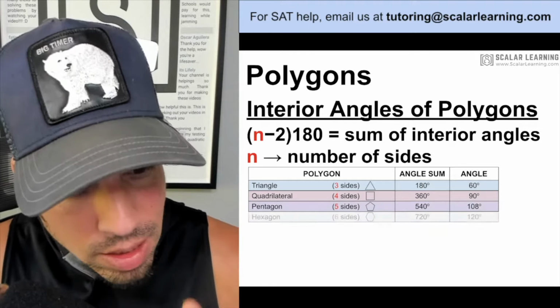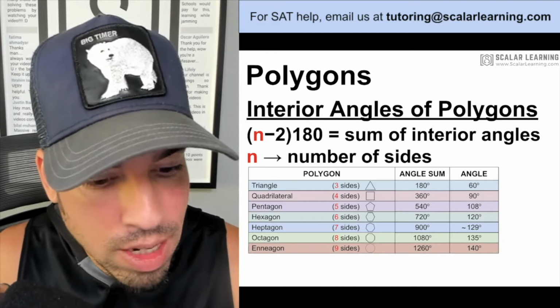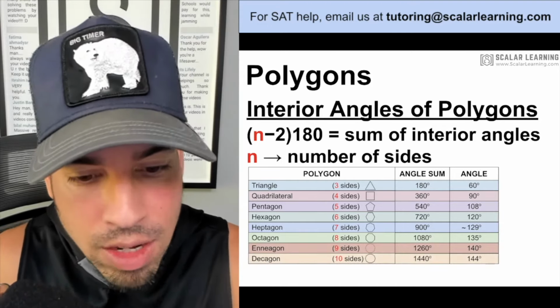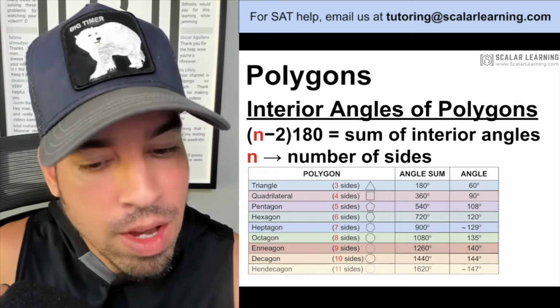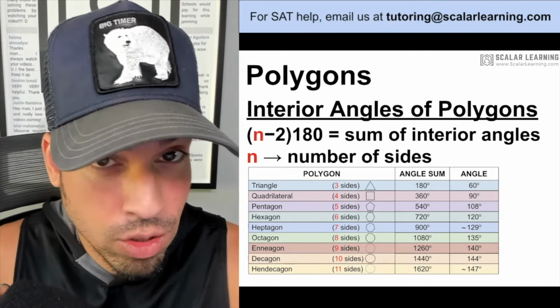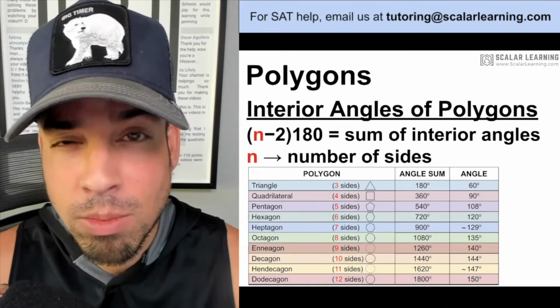Now, the rest of these examples are not nearly as likely to be tested, but you can see how it's calculated. And by the way, the angle measure on the far right-hand side is assuming these are regular shapes, right? So if they're regular, all the angles and sides are equal. So I'm just basically taking that angle sum and dividing it by the number of sides.